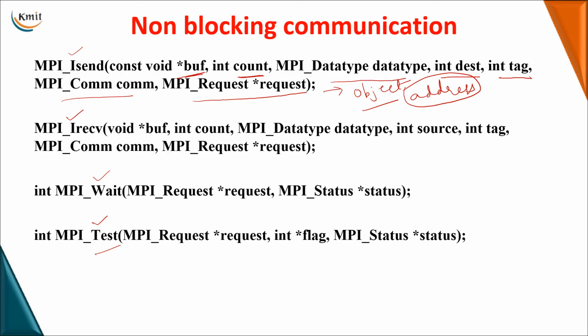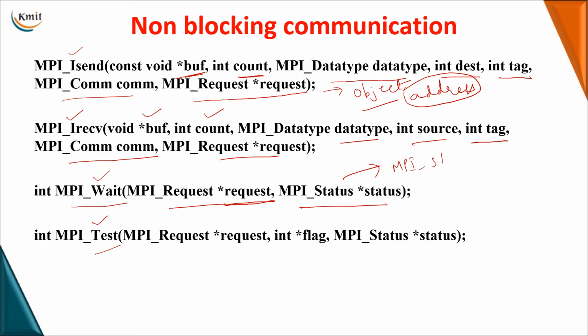Similarly, at the receiver side, you have a buffer storing the data, the count of the number of values you want to send, the data type, the source ID, the tag related to the ID of the message, the communicator world here, and the request. Now, when you go for MPI wait, if I am executing it at the sender side, this is a pointer used by the sender or the receiver, and this is a status. As we told you, if you don't want to use the status, you can just write MPI status ignore.